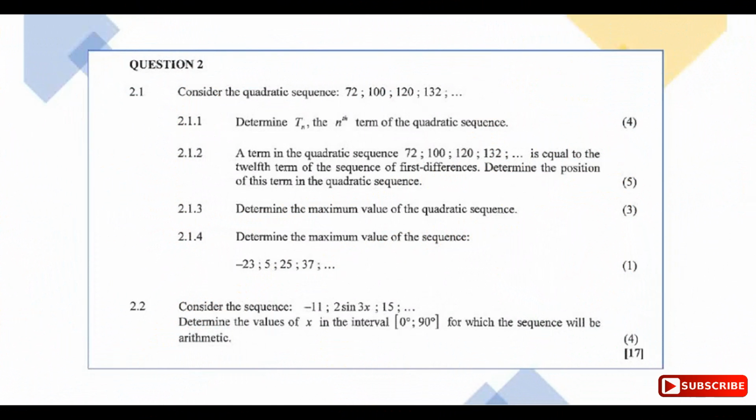Okay, question 2. We are given a quadratic sequence 72, 100, 120, and 132. Question 2.1.1 asks us to determine the nth term of this quadratic sequence. So we need to determine the formula for this quadratic sequence.